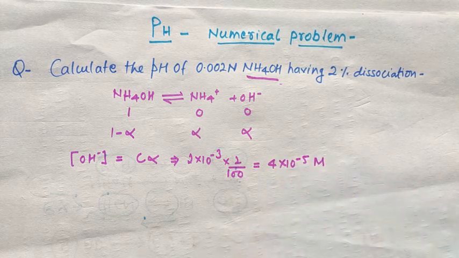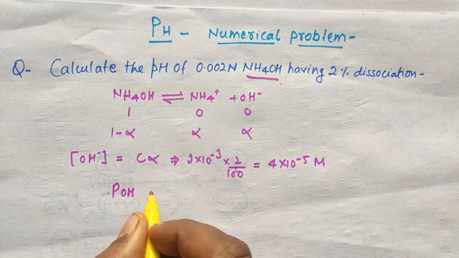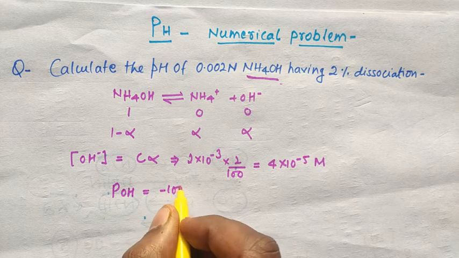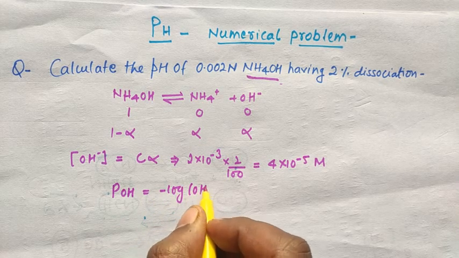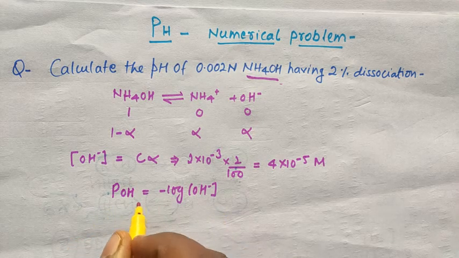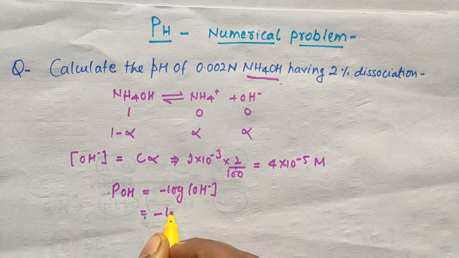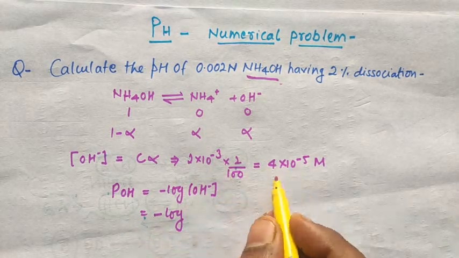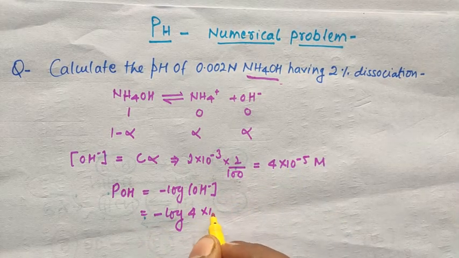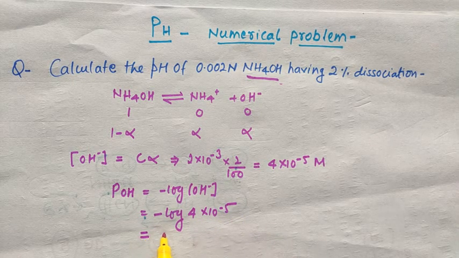On solving it will give you 4 into 10 to the power minus 5 molar. Now you can take the formula pOH is equal to minus log of OH ion, similarly as pH is equal to minus log H ion. So it will give minus log of 4 into 10 to the power minus 5. On solving, it will approximately give 4.4 pOH.